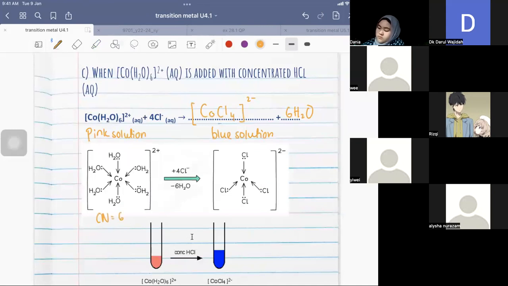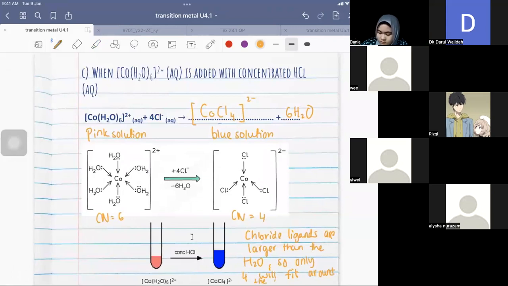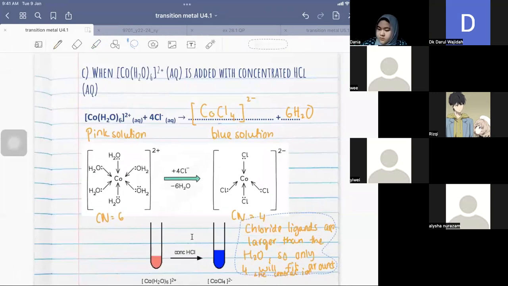Coordination number changes from 6 to 4 for the same reason, because chloride is a big ligand, okay? Chloride ligands are larger than the H2O, so only four will fit around the central ion. Oh gosh, not enough space. But basically, the explanation will be the same as for copper. Okay. Right. So that is all.